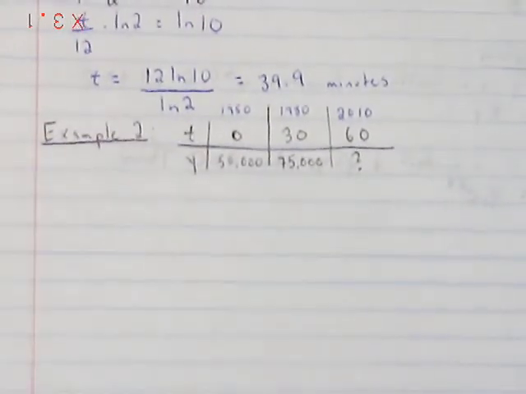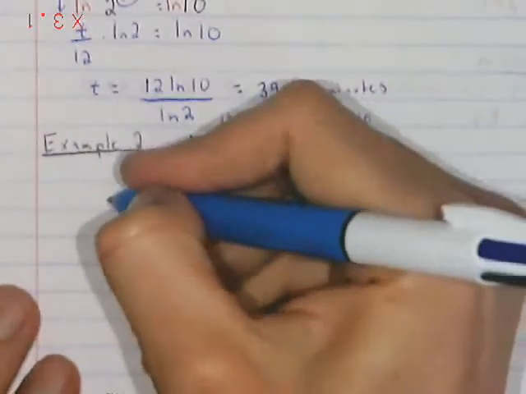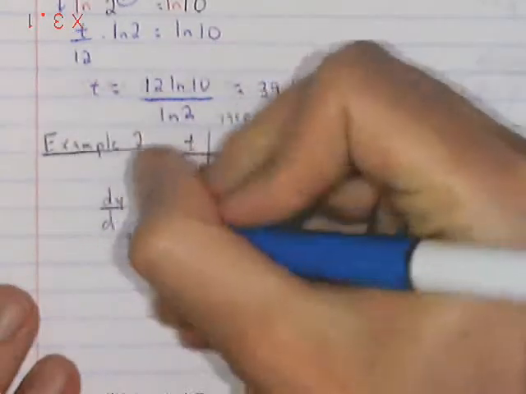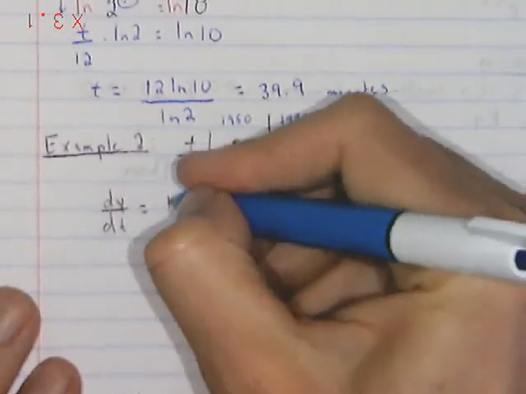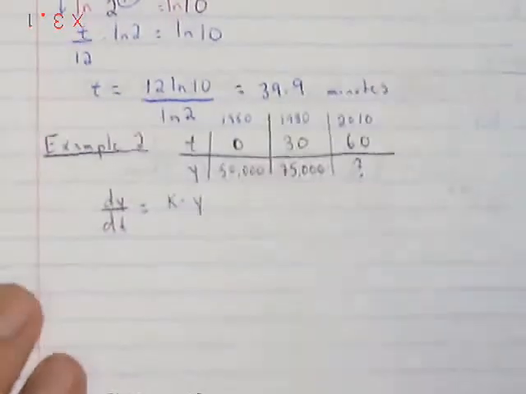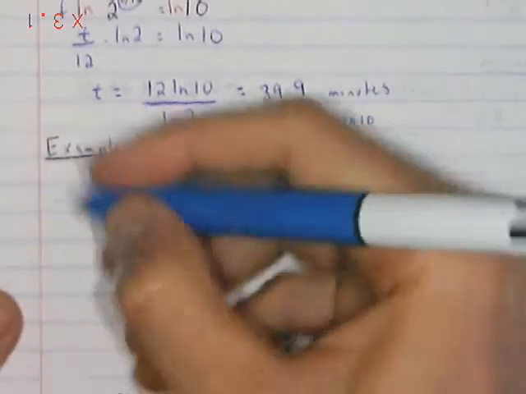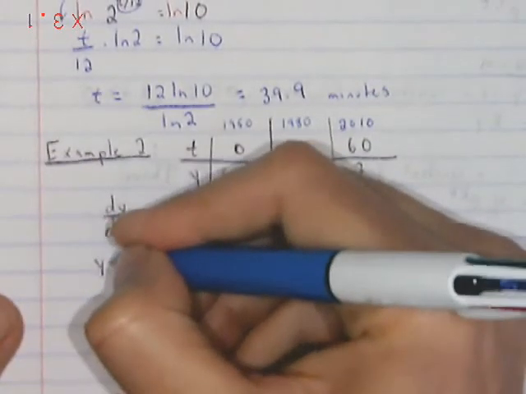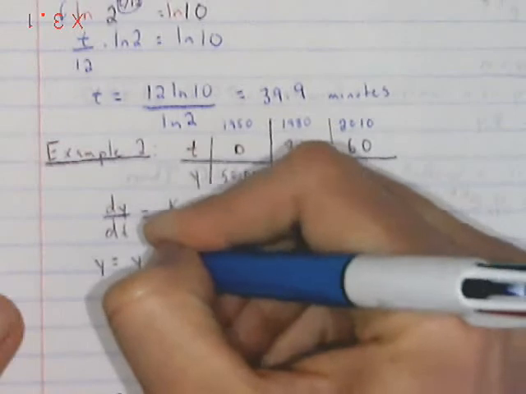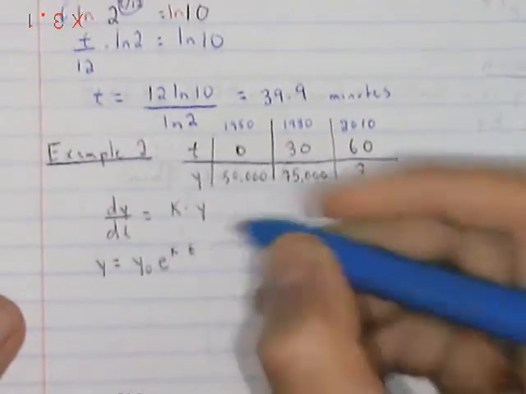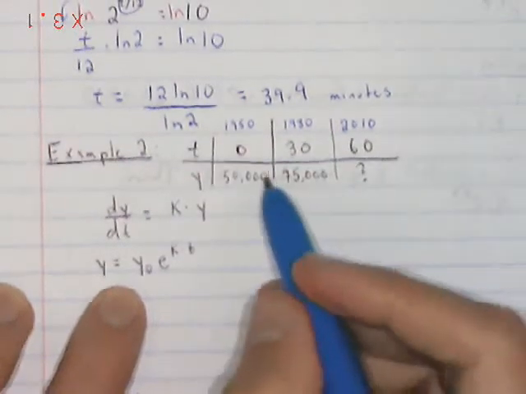So the rate of change directly proportional to the population piece told us that the following is true. dy/dt is equal to k times y, which means that our function, in this case the population of our city, will be governed by the function y equals y naught e to the k times t, with a specific y naught of 50,000.